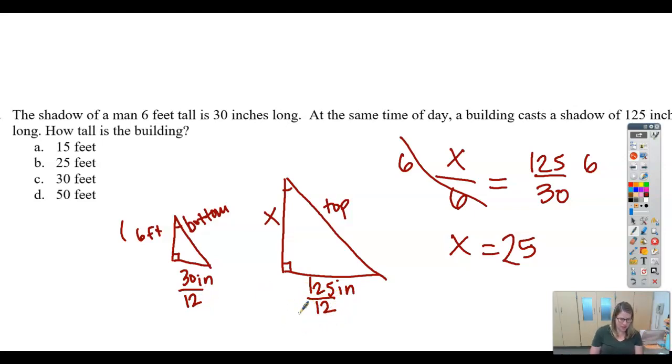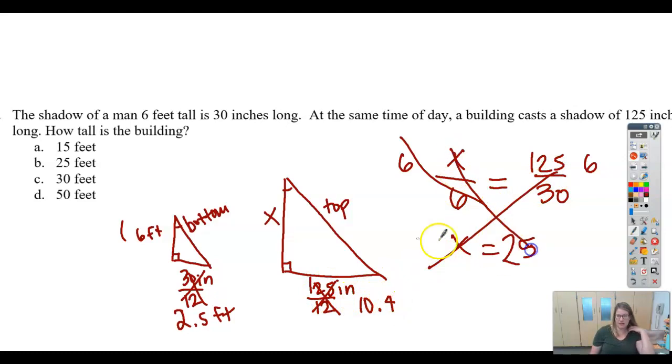So let's do that. So 30 divided by 12 is 2.5. So this side is 2.5 feet. And 125 divided by 12 is 10.4 feet. So let's do this in feet instead of inches and feet. So x over 6 equals 10.4 over 2.5.